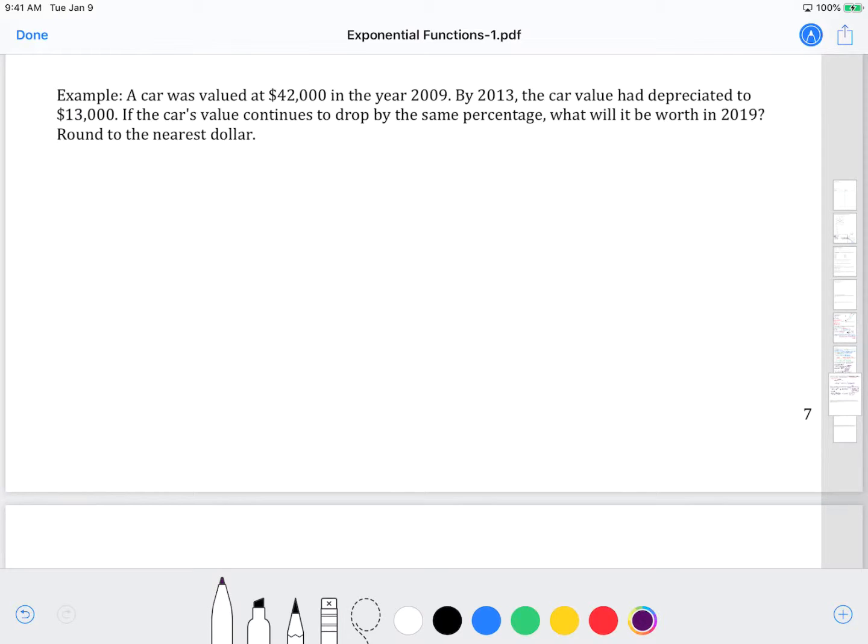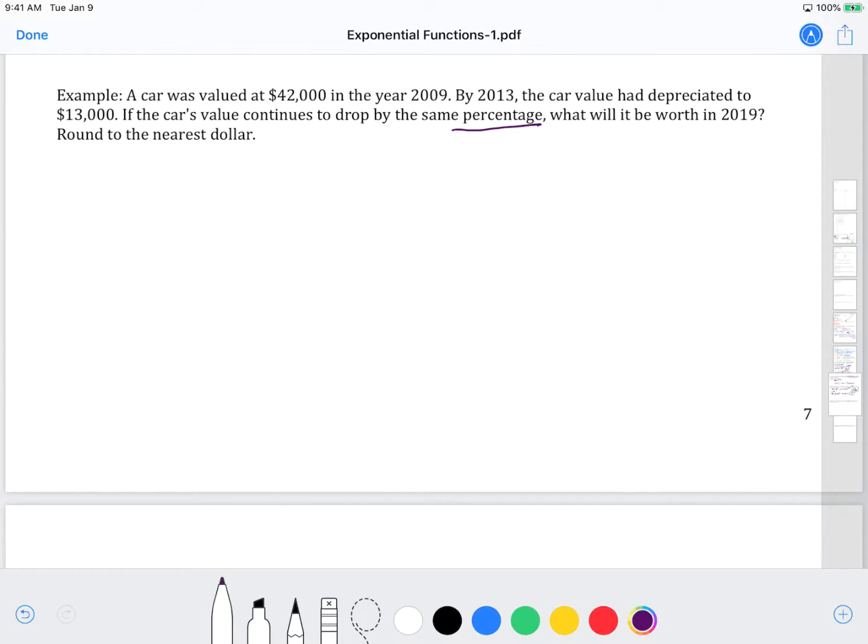Okay, so in this example, it says a car was valued at $42,000 in the year 2009, and by 2013, the car value had depreciated to $13,000. And if the car's value continues to drop by the same percentage, here's a key word, percentage, so we know it's exponential, what will it be worth in 2019?